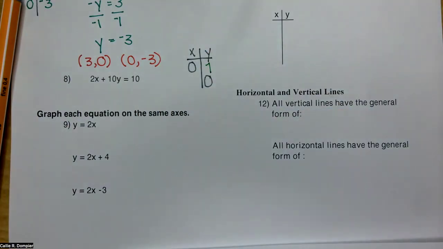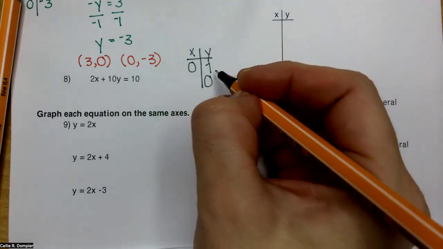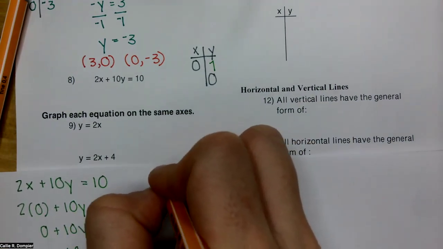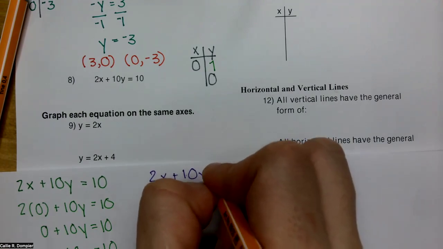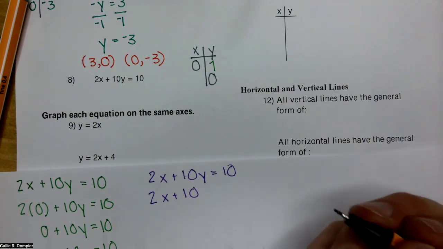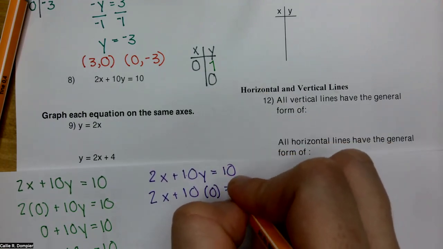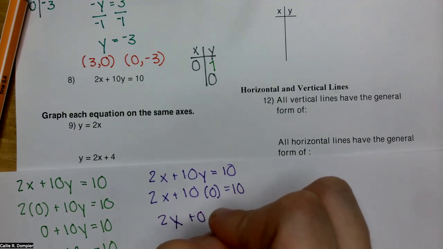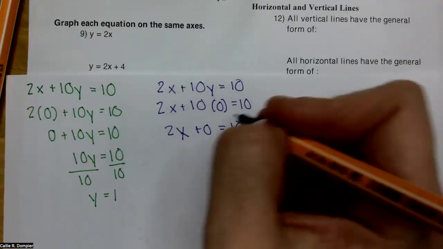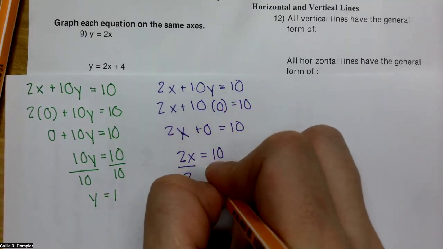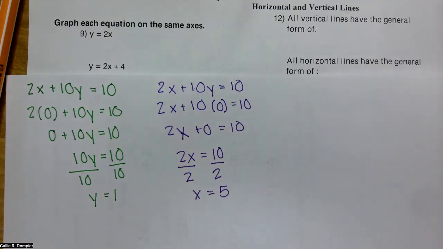We'll do it again. That was the y-intercept, right? Now we're going to find the x-intercept by setting y equal to 0. So we start with 2x plus 10y equals 10. 2x plus 10, now y is 0, times 0 equals 10. 2x plus 0 equals 10. 2x equals 10, divide both sides by 2, and we get x equals 5. Good?